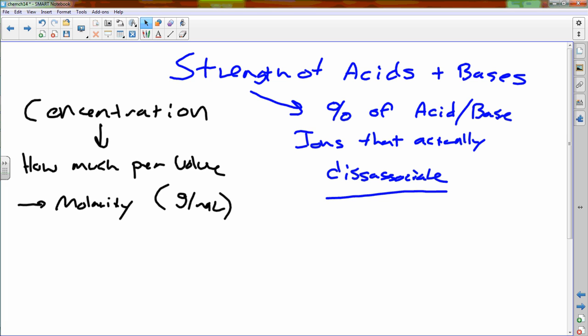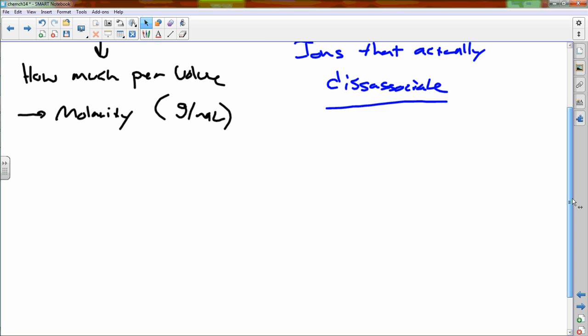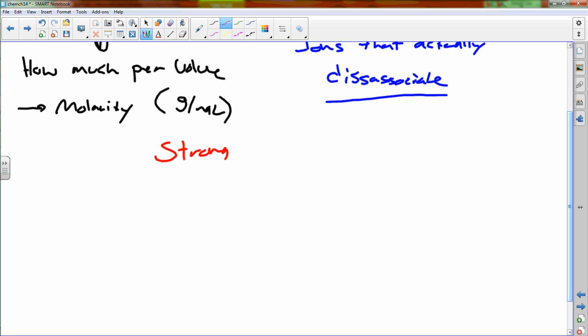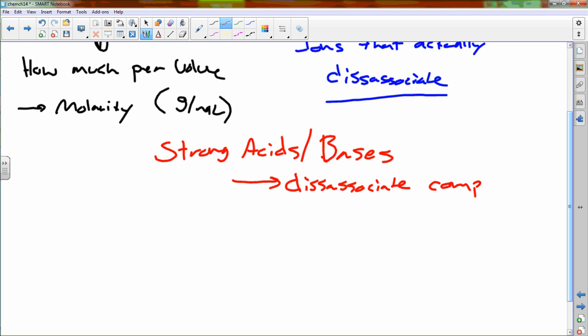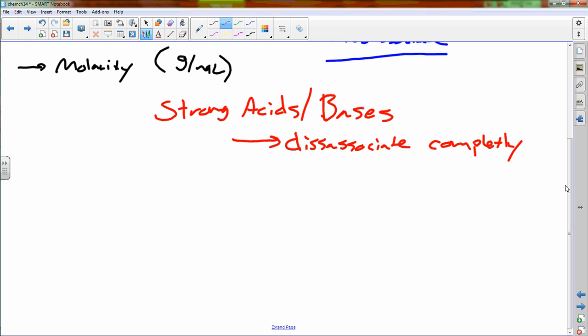Now, in your packet, you should have a table somewhere on the page, on the back page: strong acids and strong bases. So anything on this list that's considered a strong acid or a strong base will completely dissociate. Okay, so what's an example of something that would be a strong acid off the list? Okay, hydrochloric acid.